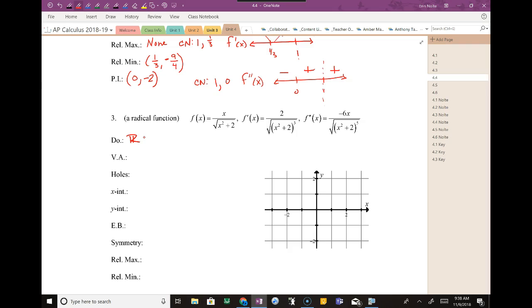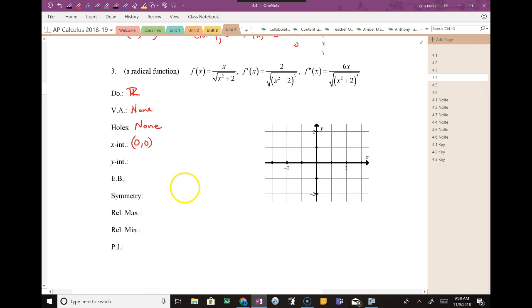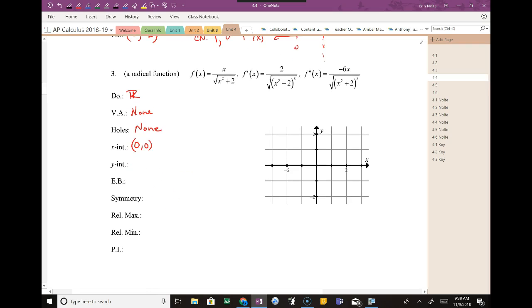Does it have a vertical asymptote? Is there any value that makes the denominator 0? No. No vertical asymptote? Anything that cancels to create a hole? No. Okay. An x-intercept, if I set the top equal to 0: 0, 0. So my y-intercept, if I plug 0 into the x, you get 0 again.